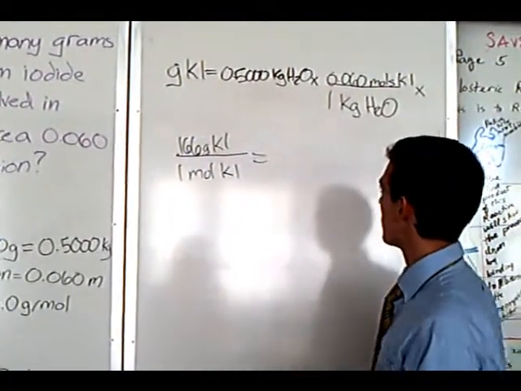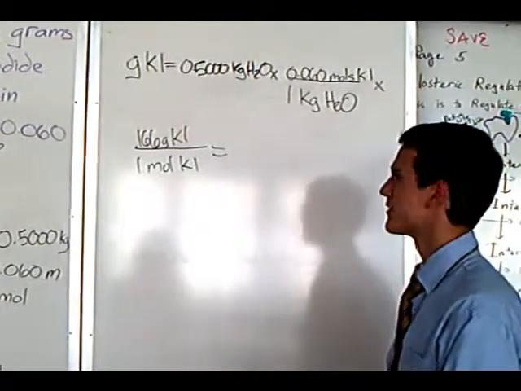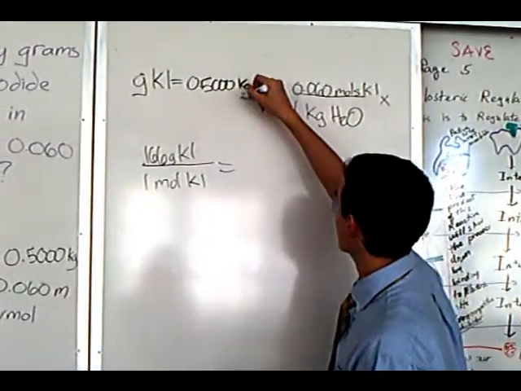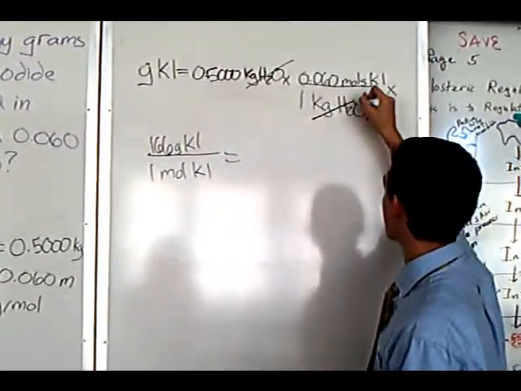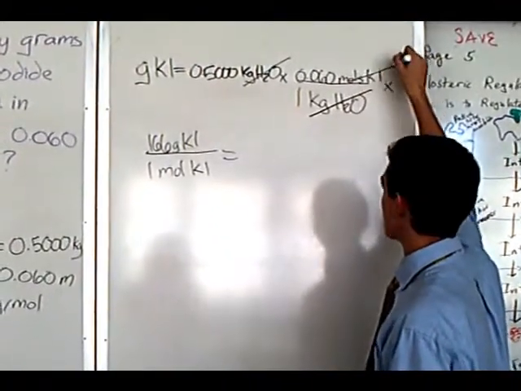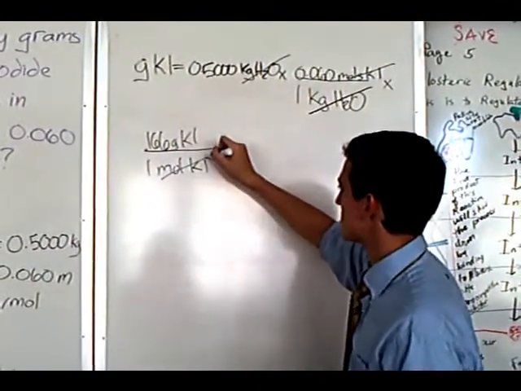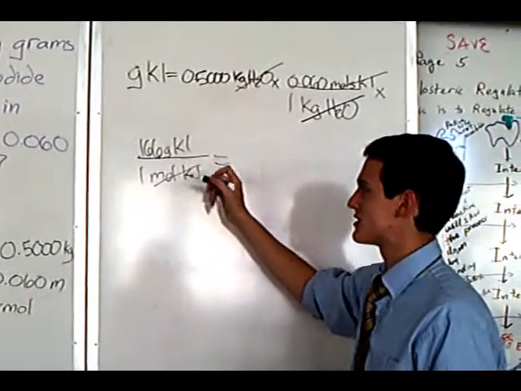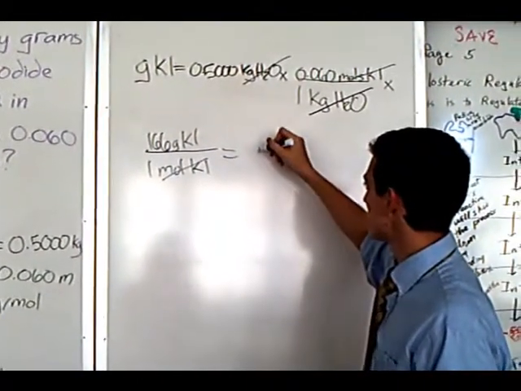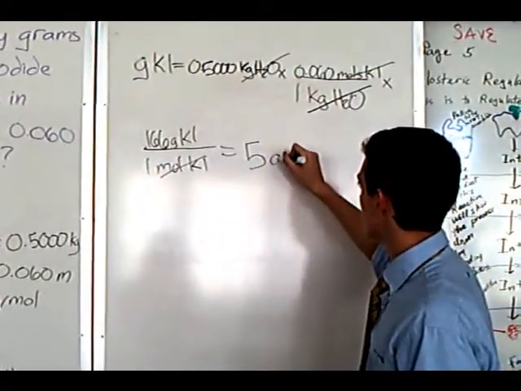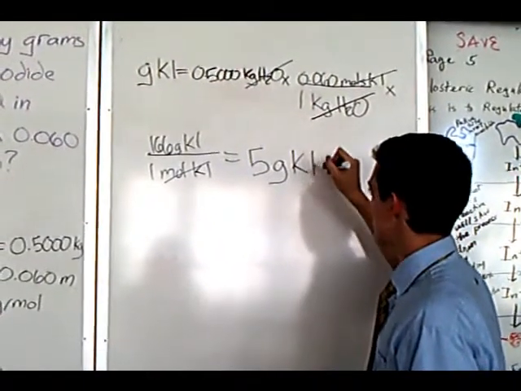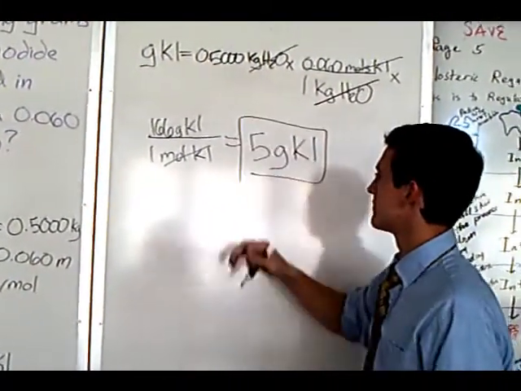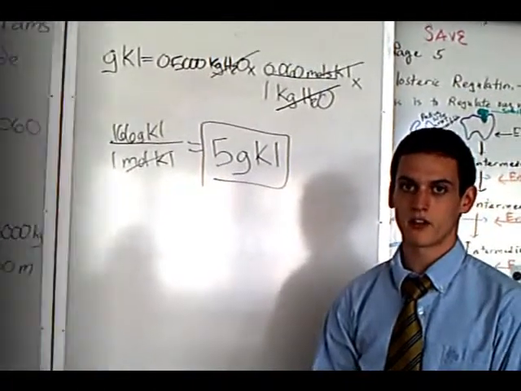First you cross out your labels, so you have kilograms of H2O crossed out, moles of potassium iodide crossed out, and you're left with grams of potassium iodide. And your answer will be 5 grams potassium iodide. And that's how you solve a molality problem.